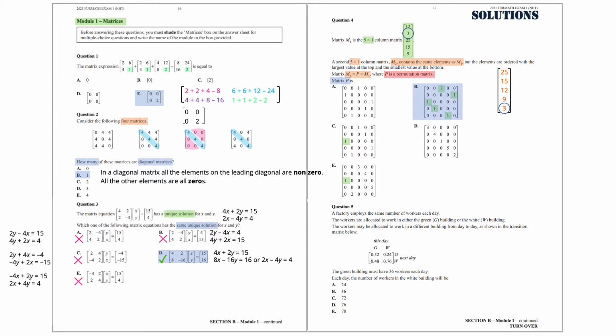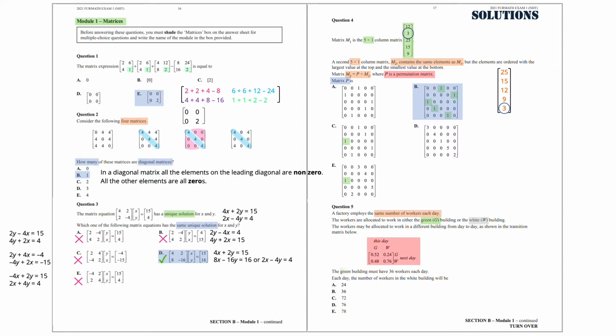Question 5. A factory employs the same number of workers each day. The workers are allocated to work in either the green building or the white building. The workers may be allocated to work in a different building from day to day, as shown in the transition matrix below. The green building must have 36 workers each day.